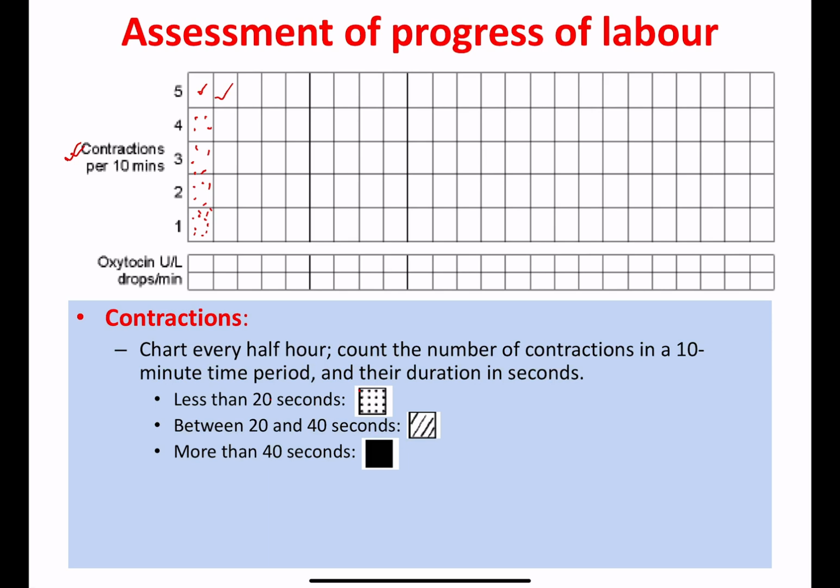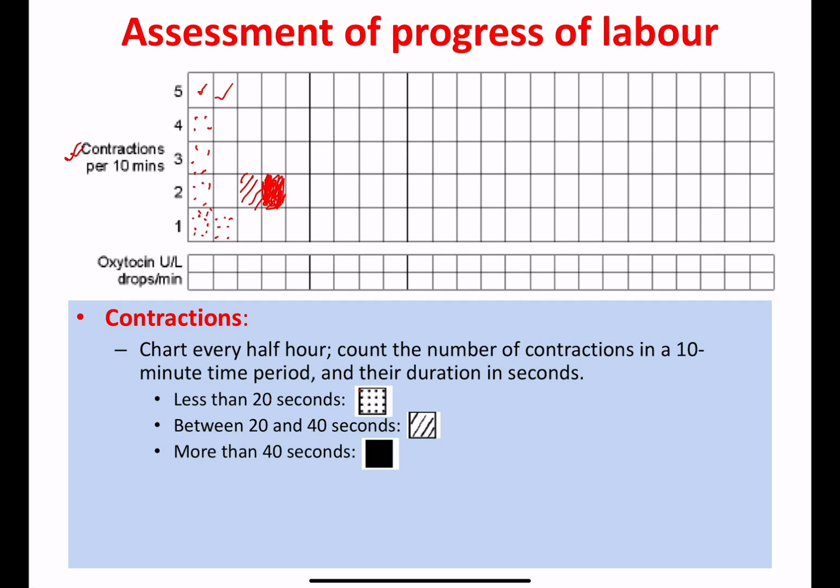Okay, if the uterine contraction is less than 20, then we will be plotting a small dot in each box. If the uterine contraction is between 20 to 40 seconds, then we will be having a dash line in each box. And if the uterine contraction is more than 40 seconds, then we will be making a whole dark color in each box. And also we will be counting the number of contractions in 10 minutes, right?